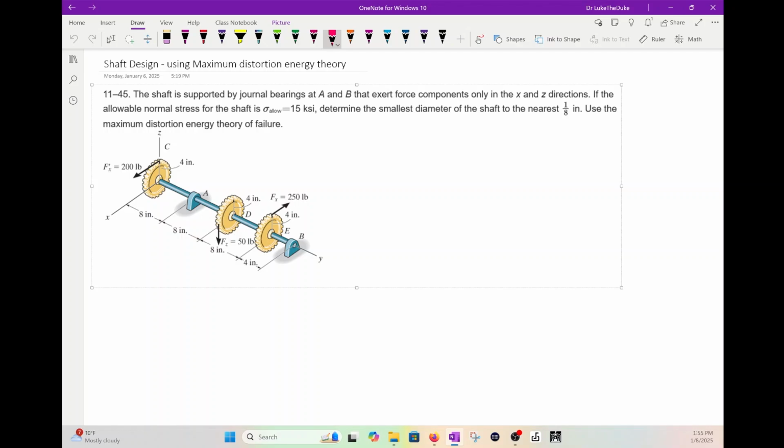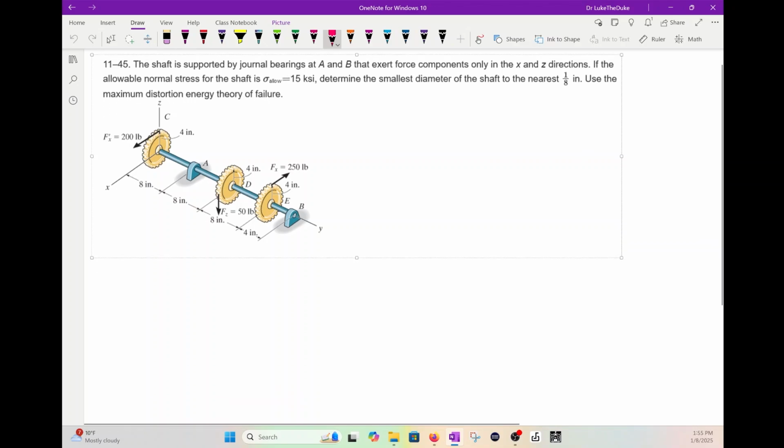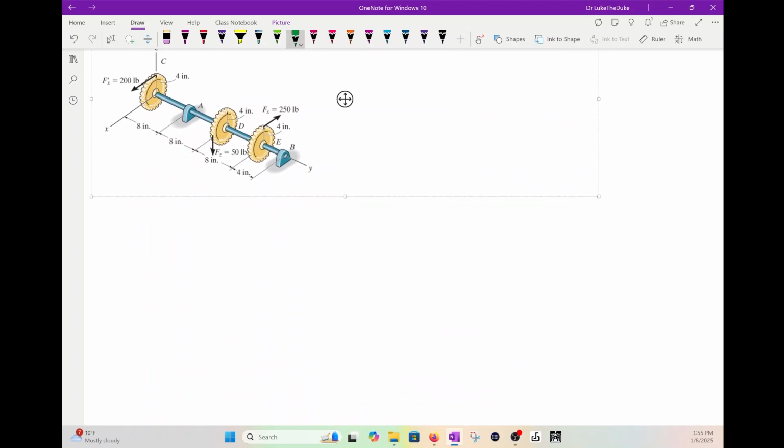All right, so I'm going to do it very similar. I'm going to find reactions, find the shear and moment diagrams. Then we're going to use the equations, but I have a programmable code that I use, and I'll show you that. Okay, so let's go ahead. We can just go ahead and do the problem right from the start.